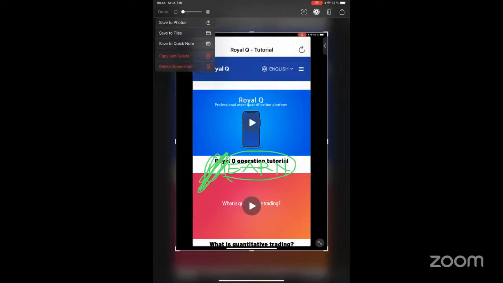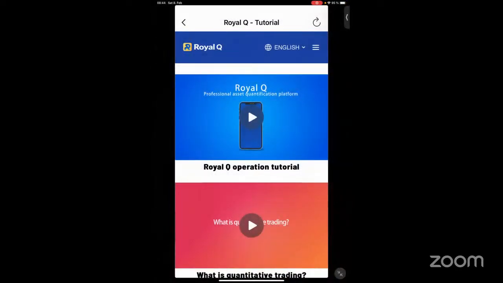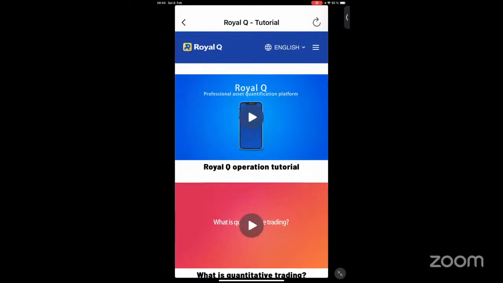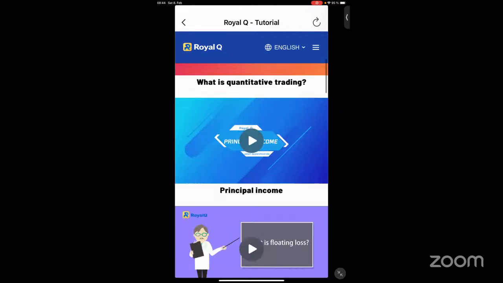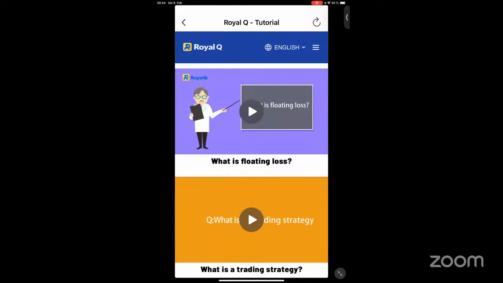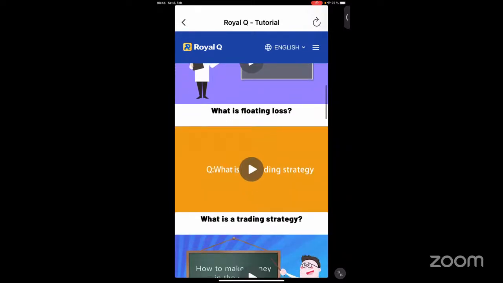So under the quantitative class, you would be able to see some video tutorials on how Royalq operates. What is quantitative trading? What is principal income? Then the interesting topic I love here is what is floating loss? Because you see people asking, my leader, what's floating loss? Especially the new ones. So come here, get free knowledge. It's part of the 120.